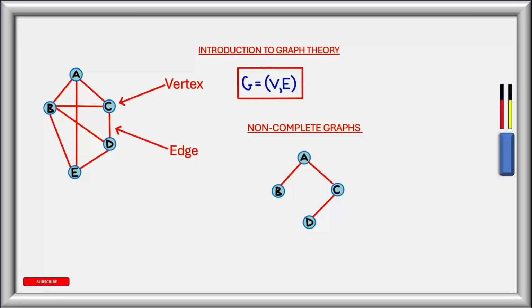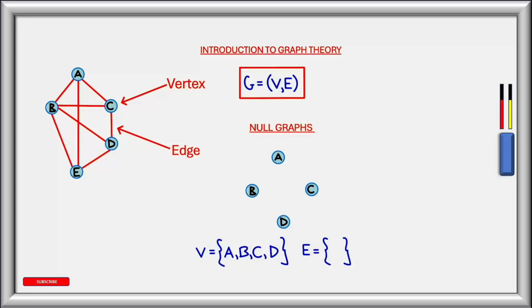A graph is said to be non-complete if there is at least one pair of vertices that are not directly connected by an edge. So in this diagram, we can see that vertex B is not connected to vertex D, vertex B is not connected to vertex C, and vertex A is not connected to vertex D. So this graph is said to be non-complete.